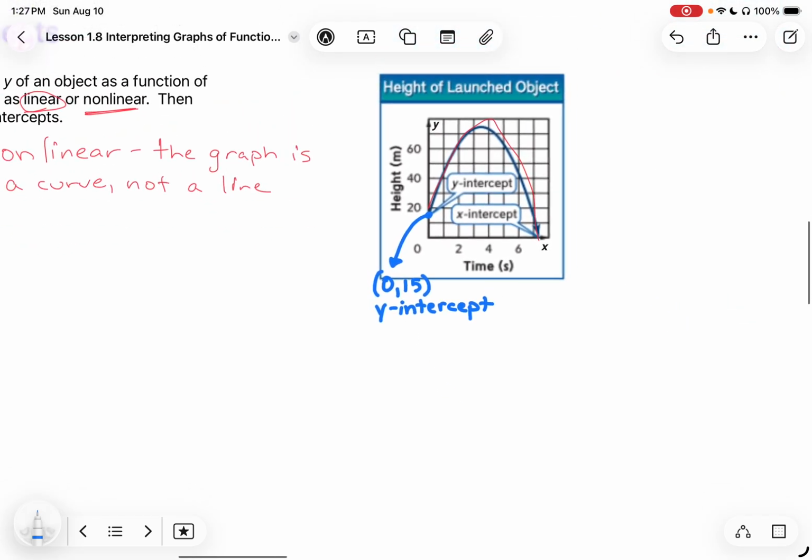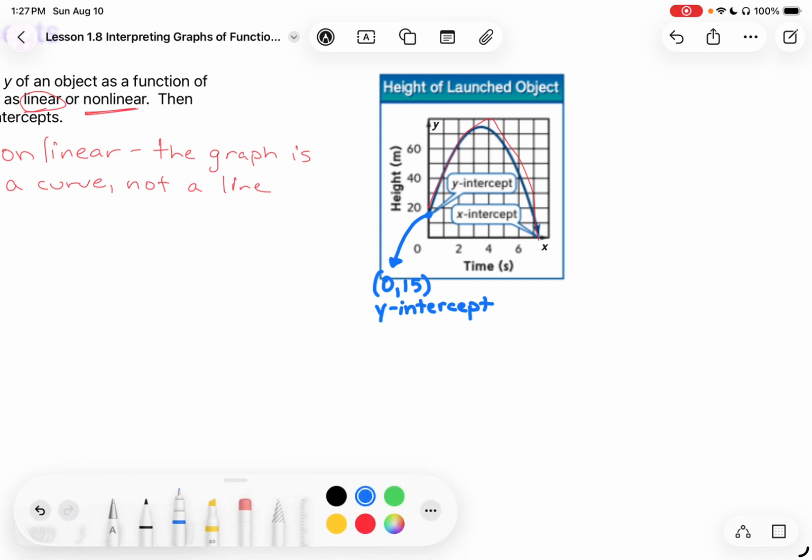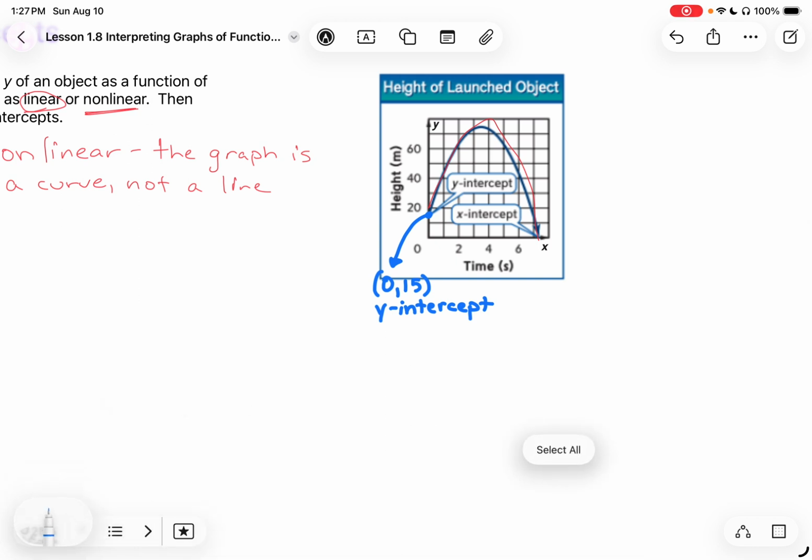But what does that mean? Well, this graph is showing me the height of an object that is being launched, and (0, 15) means the x value is 0, and on the x-axis we are measuring time in seconds. So that means 0 seconds. And the y value of 15, on the y-axis, we're measuring height in meters, so it means 15 meters. After 0 seconds, the object is at 15 meters off the ground. So that means the object started at an initial height of 15 meters.